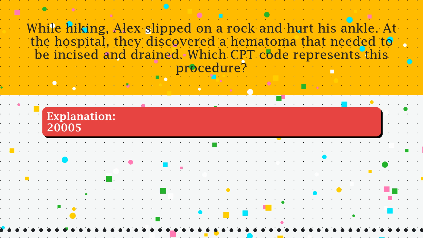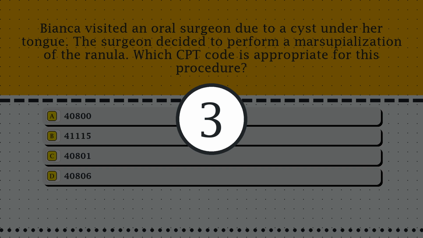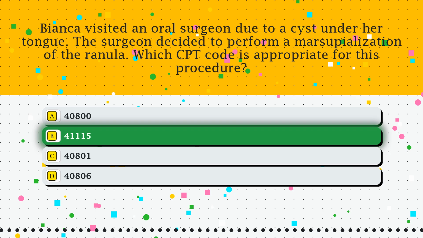Question 229. Bianca visited an oral surgeon due to a cyst under her tongue. The surgeon decided to perform a marsupialization of the ranula. Which CPT code is appropriate for this procedure? Option A, 40800. Option B, 41115. Option C, 40801. Option D, 40806. The correct answer is option B, 41115.